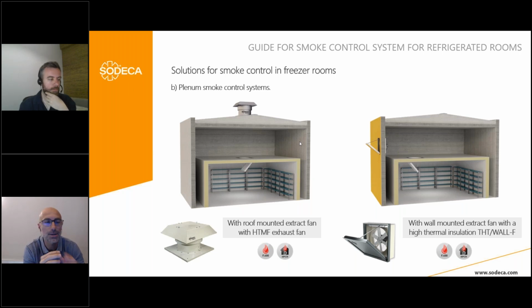In this case, here we see 2 more examples. Here with one fridge flap in the roof of the chamber and one extraction fan in the roof of the building. And in this case, we have another example on the right-hand side with one fridge flap on the roof of the chamber and one wall fan in the wall of the building.